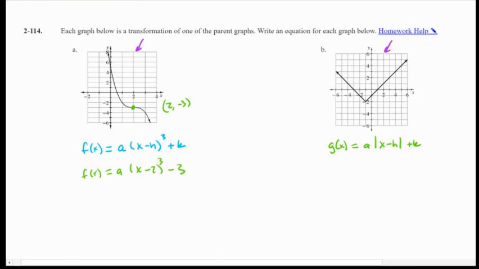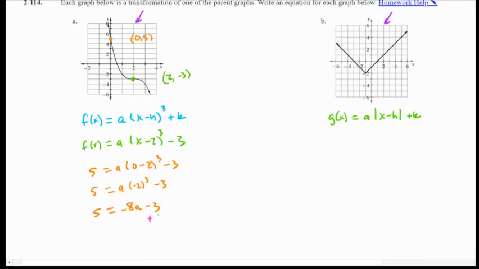And now I need to find the a value, and the way that I'm going to do that is by choosing a point on the graph. Looks like it crosses here at (0, 5). And I'm going to plug that point in to solve for a. So 5 is my y value, 0 is my x value, and now I'm just going to simplify this right side. Negative 2 cubed is just negative 8, and now I'm just solving for my a value.